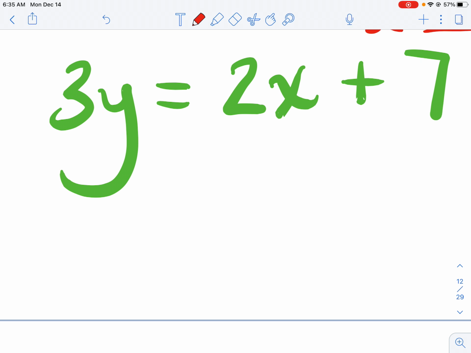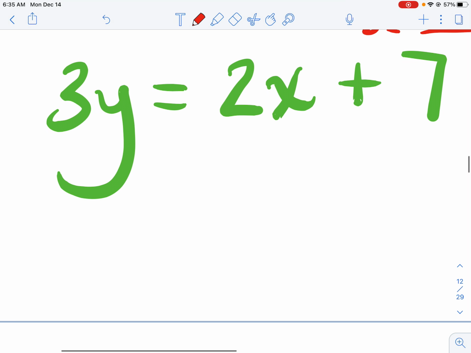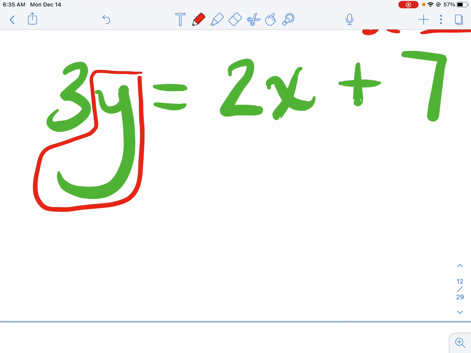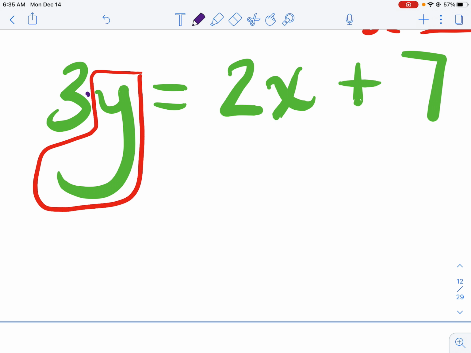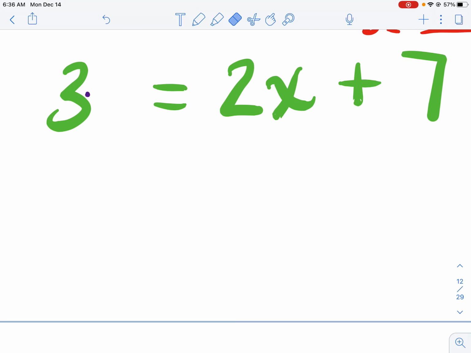Are you writing this down, my friends? I hope so. Okay, we want to think about the penguin. We want to get this little y all isolated by itself. Why is y not by itself? Well, we don't see it, but really there's multiplication here. We have multiplication by 3. The opposite of multiplying by 3 is dividing.